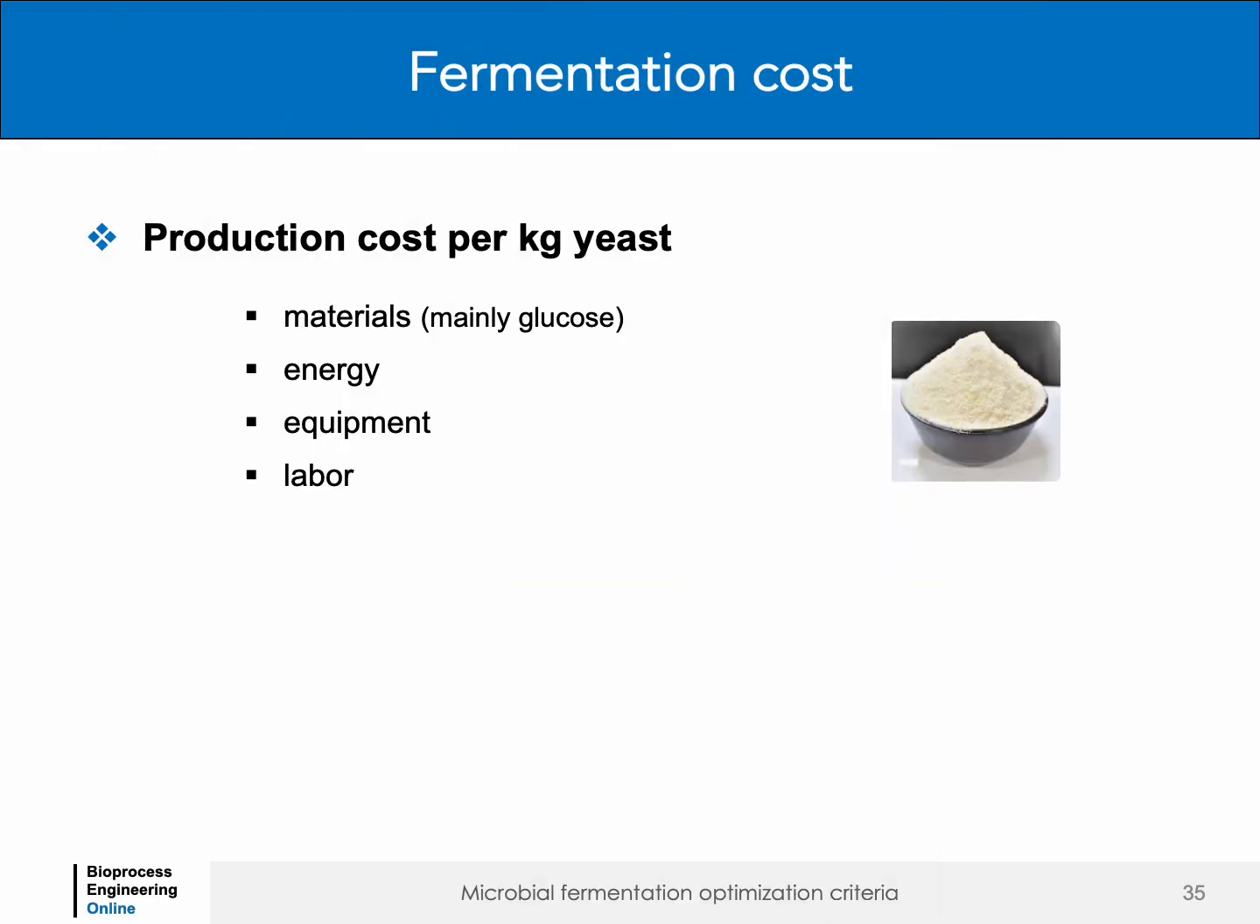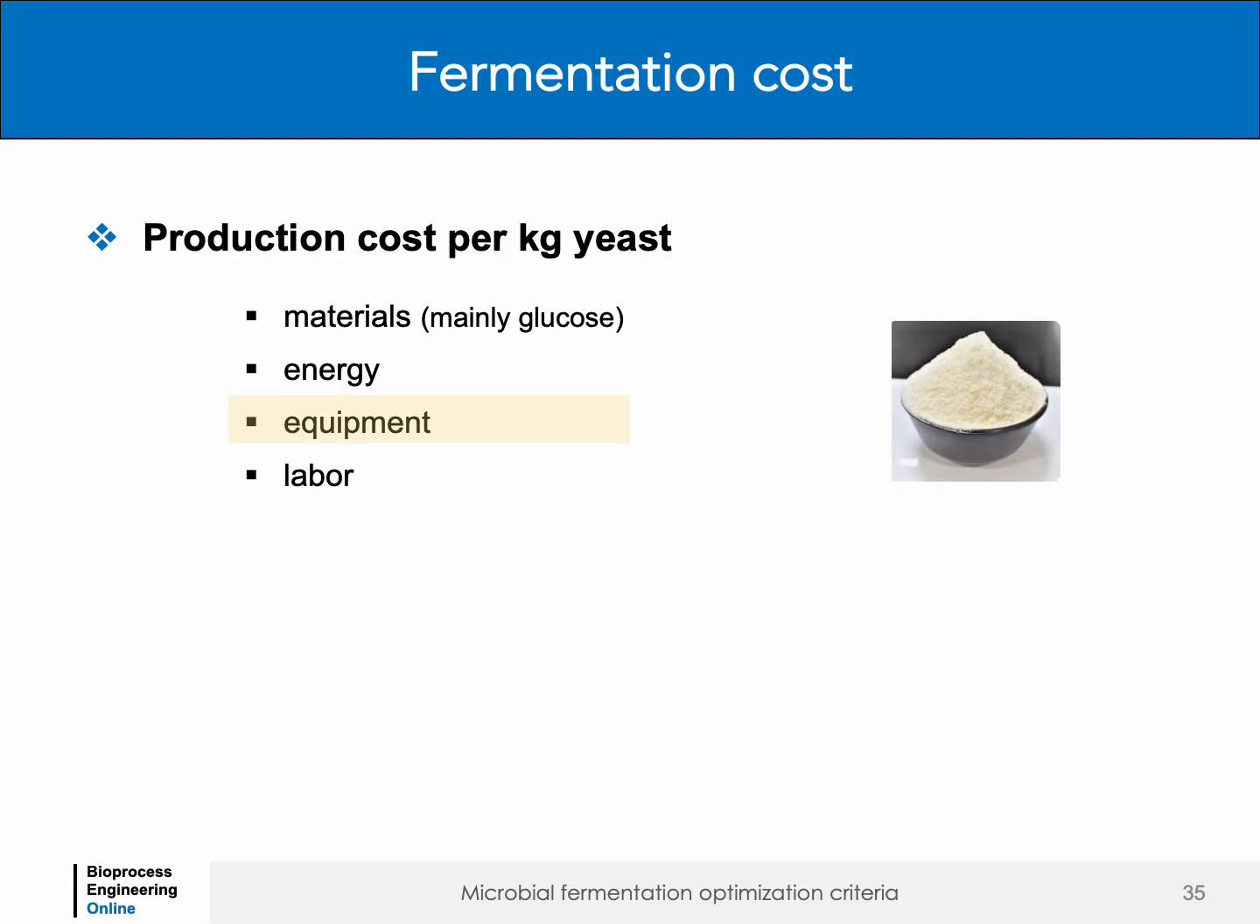The ultimate performance criterion for yeast fermentation is the production cost per kilogram of yeast biomass produced. The fermentation cost includes all expenses associated with raw materials, energy consumption, equipment utilization, and labor. Material costs include the nutrients supplied in the medium, primarily the cost of sugar, as well as water and any additional supplements. Energy costs arise from fermenter agitation, aeration, cooling, and fluid pumping.